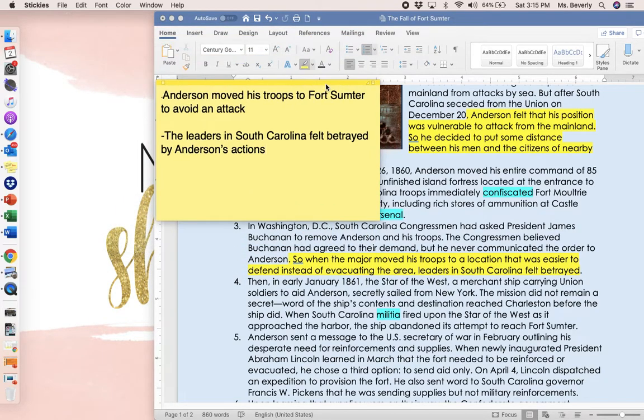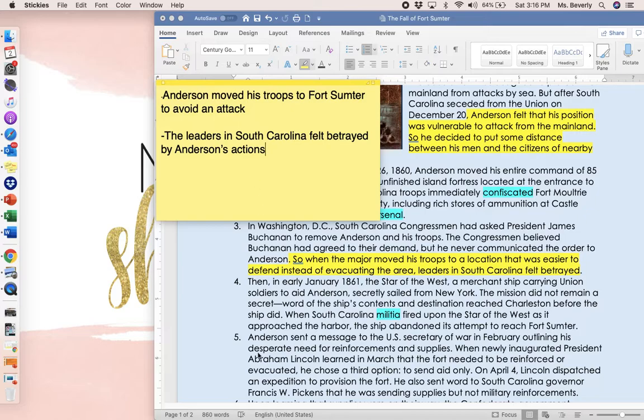As you are finishing up your ideas, I want you to think about what's going to happen next. So remember, South Carolina is a Confederate state at the time, and there are Union troops staying there. What do you think is going to happen if South Carolina feels betrayed by the Union?